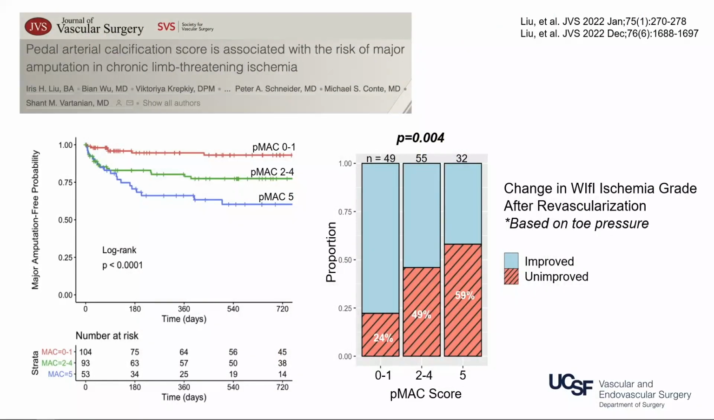Our previous work has shown that higher PMAC score is independently associated with male sex, diabetes, and end-stage renal disease. And importantly, the score itself has very low inter-observer variability. Additionally, PMAC independently stratifies risk of major amputation in patients undergoing infrainguinal revascularization, and those with high PMAC scores were less likely to have improvements in toe pressure despite technically successful revascularization.